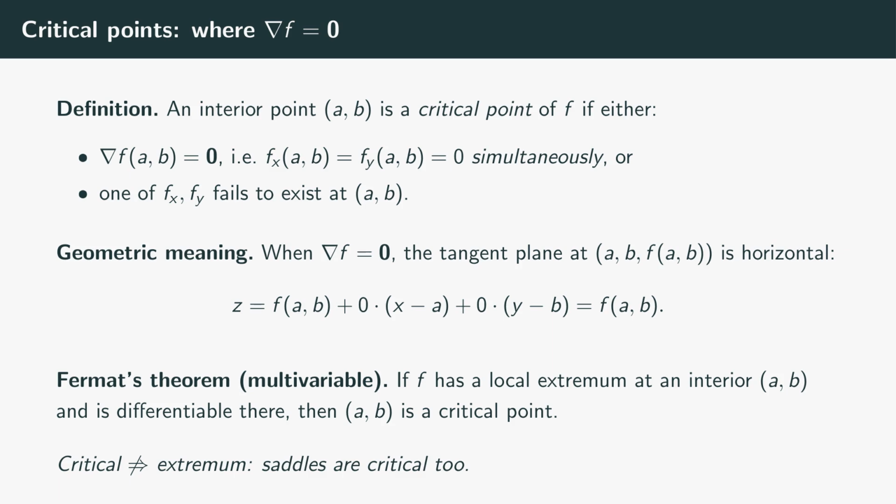Practical note, solving the gradient of f equals the 0 vector is a system of 2 equations in 2 unknowns, which can have anywhere from 0 to many solutions, possibly with messy algebra. That is one of the genuine new complications of the multivariable problem, but it is also where most of the interesting structure lives.